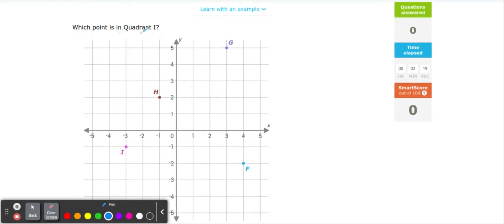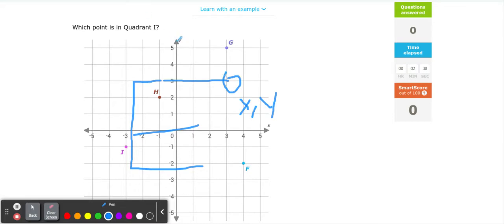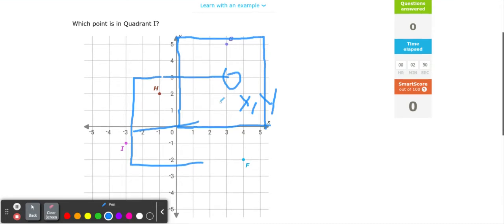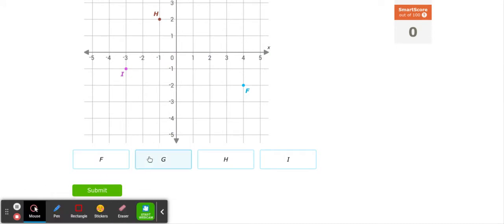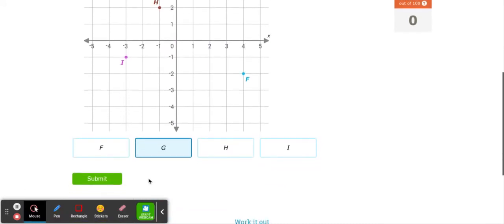It asks us what point is in quadrant 1. Now, if you guys remember, I said that this is the E right here, and the first point right here would be quadrant 1. So it would be x, comma, y. The coordinates should be both positive. So this upper right section right here, this boxish kind of thing, that is quadrant 1. So we can say that G is the only coordinate in quadrant 1.